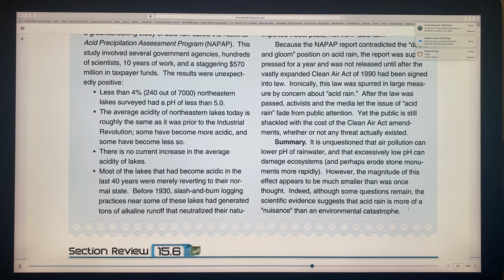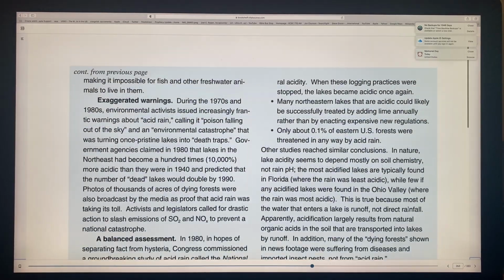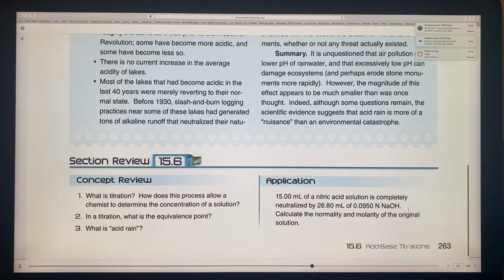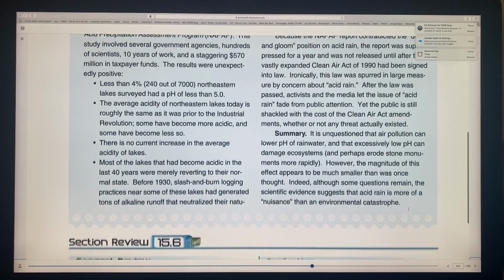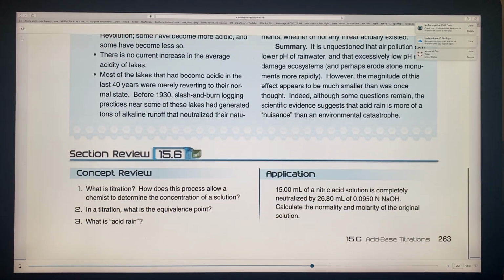It's not saying that we don't have to be careful, but we also have to know the magnitude of this effect appears to be much smaller than it was once thought. And so we need to examine some remaining questions and go with the scientific evidence, which suggests that acid rain is more of a nuisance than an environmental catastrophe. So they thought, oh, this is a catastrophe happening. Well, it's not. It's just more of a nuisance, and we need to watch it. So that's the deal on acid rain.